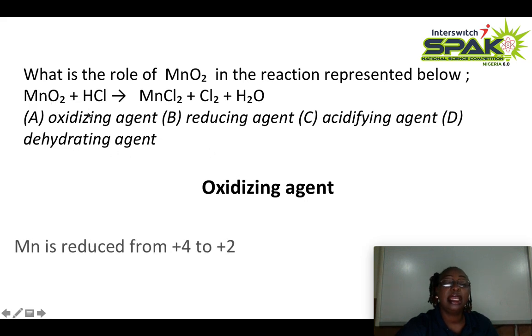Like I said earlier, the oxidizing agent brings about oxidation, and the reducing agent brings about reduction. You realize oxidizing agents are being reduced while reducing agents are being oxidized in a reaction. So the manganese(IV) oxide is being reduced, manganese +4 is being reduced to +2, and that is why it's an oxidizing agent.